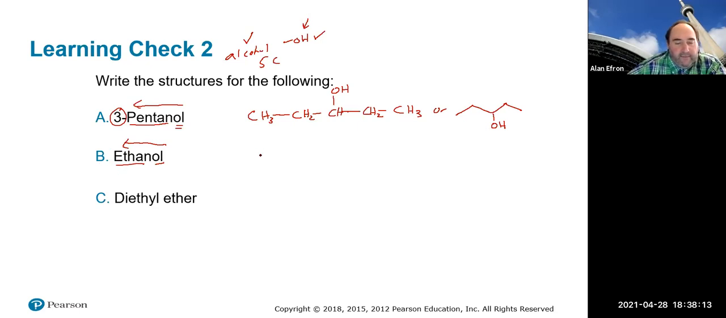So same idea, we're going to do 2 carbons here. You're going to put your OH really at carbon number 1, which could be on the left-hand side or the right-hand side. And then we're going to finish it out with some hydrogens there, something like that, I think. Any questions on that one there?